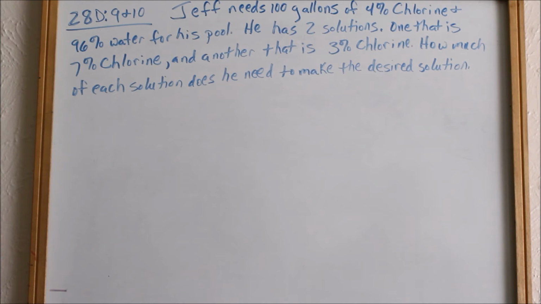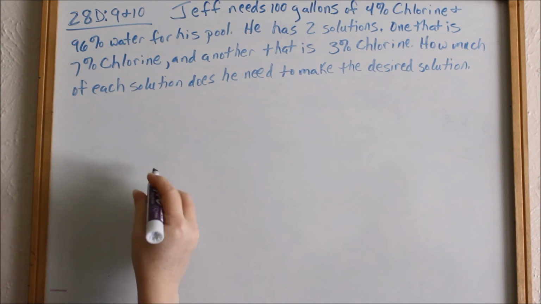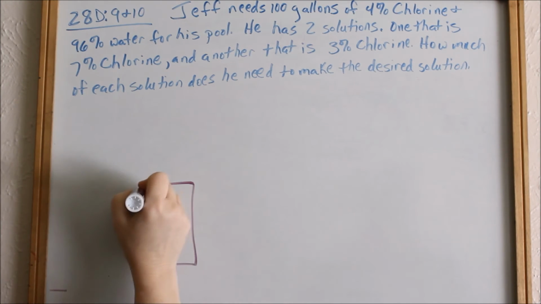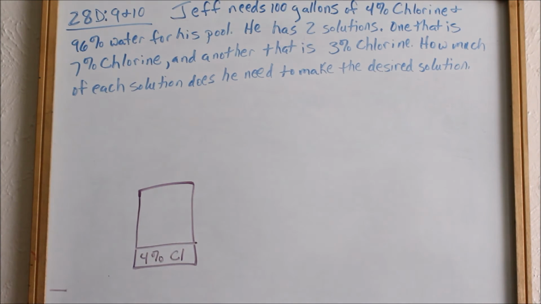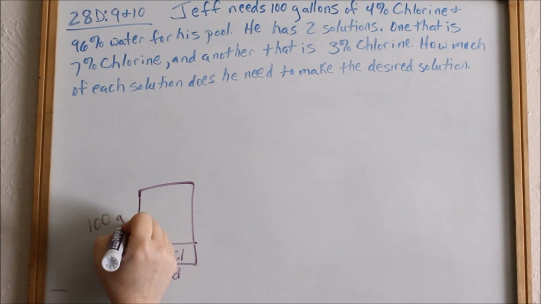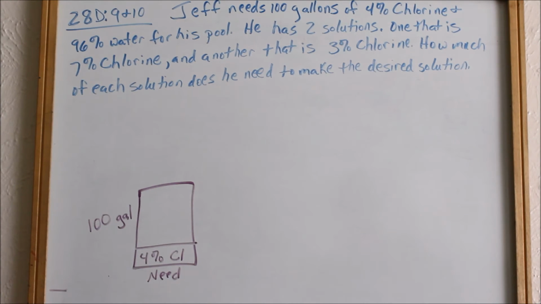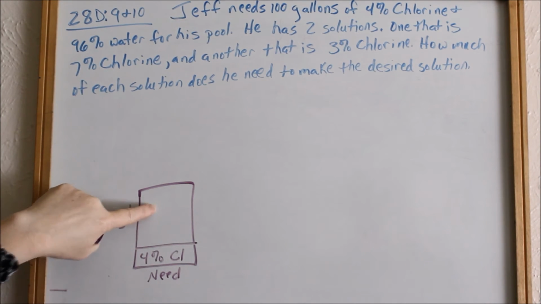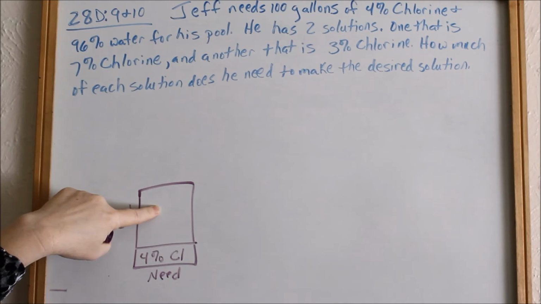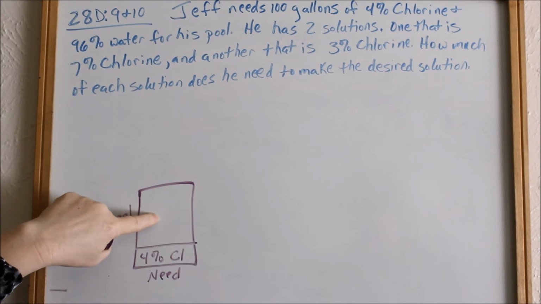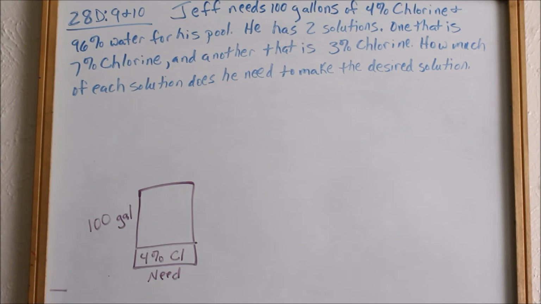Okay, again, you got to break it down into what do they need, what do they have on hand, okay? Jeff needs 100 gallons of 4% chlorine, so he needs 4% chlorine. 4% and chlorine is Cl. He needs 4% chlorine. This is what he needs. And he needs 100 gallons of that, okay? The other part is 96% water. 96 plus 4 is 100% of the solution, okay? So, but I'm interested in the chlorine since everything talks about chlorine, so I'm not even going to label the water, okay? So what is it that he has on hand?